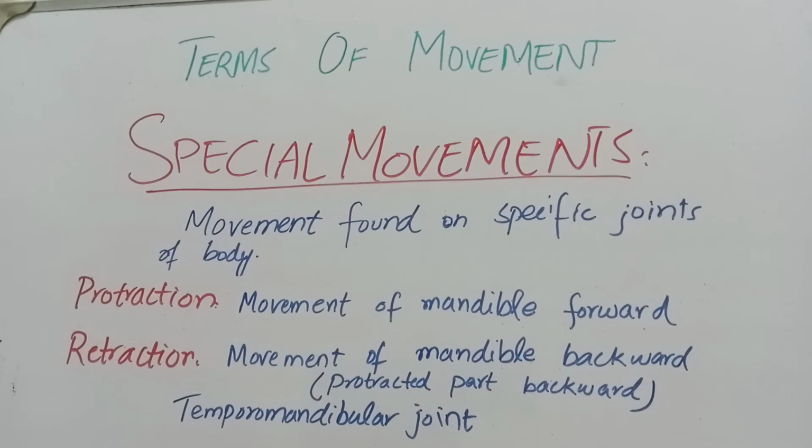The protraction and the retraction movements occur at the temporomandibular joint. Protraction is the movement of the mandible, clavicle or scapula forwards on a plane parallel to the ground. That is the forward protrusion. Retraction is the movement of the protracted part backward, or the movement of the mandible backward on a plane parallel to the ground. The movement is the reverse of protraction. So this movement occurs at the temporomandibular joint.